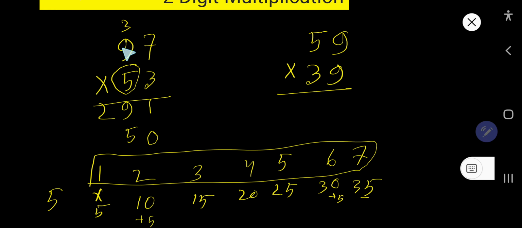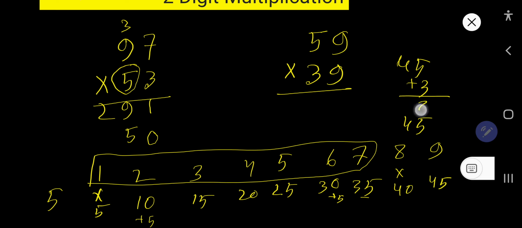5 times 9 equals what? 5 times 9 equals 45. If you proceed, look, 5 times 8, that is 40. 5 times 9, just add 5, 45. 5 times 9, 45 plus 3. 45 plus 3 equals what? 48. This is 48, right?